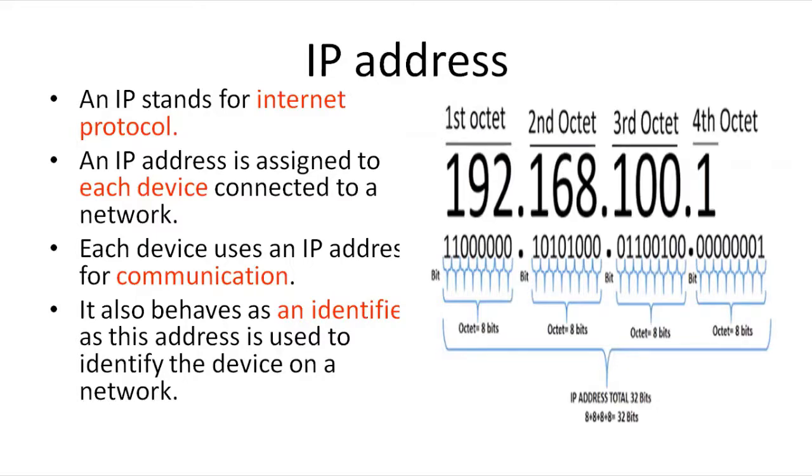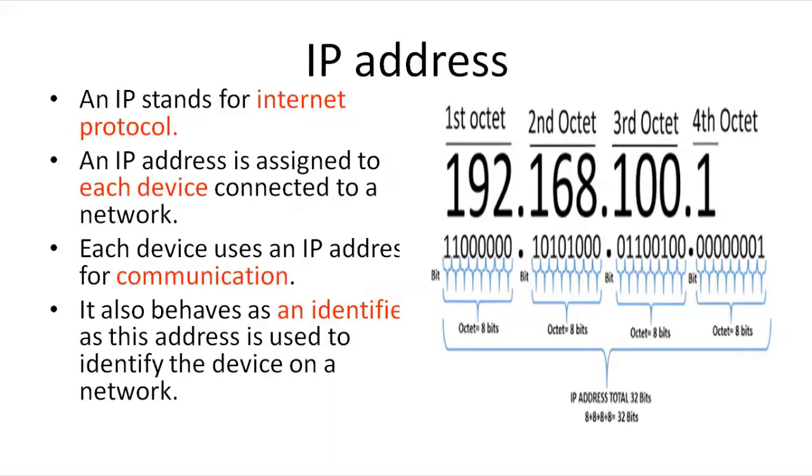For example, 192.168.100.1 is an IP address. Here, 192 is the first octet. How can you represent 192 in a binary format? The octet consists of 8 bits. Each and every octet consists of 8 bits. And then 168 is the second octet, and then 100 is the third octet, and then 1. The 1, in binary representation, I can easily represent: 7 zeros and then 1, in 8 bits format. That is the fourth octet here.